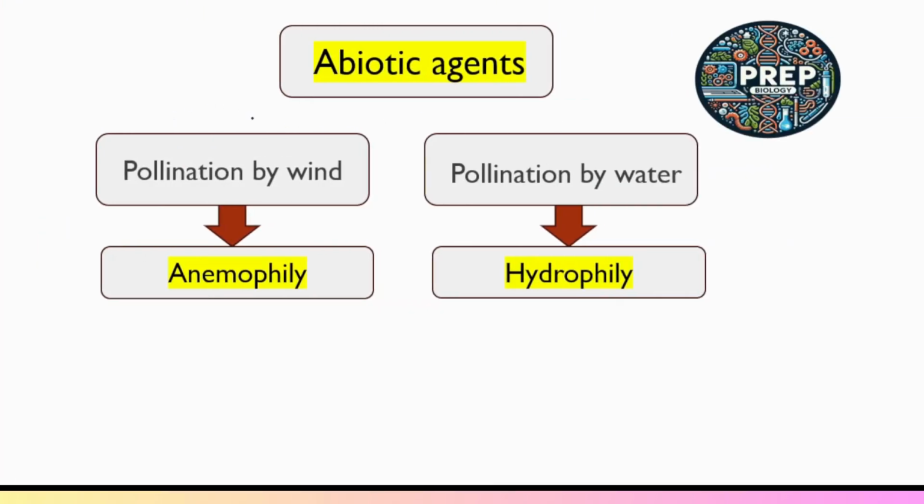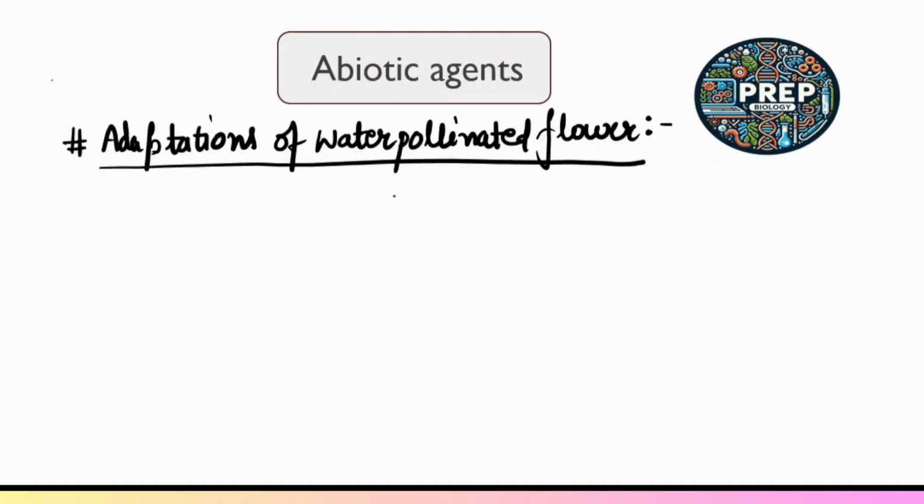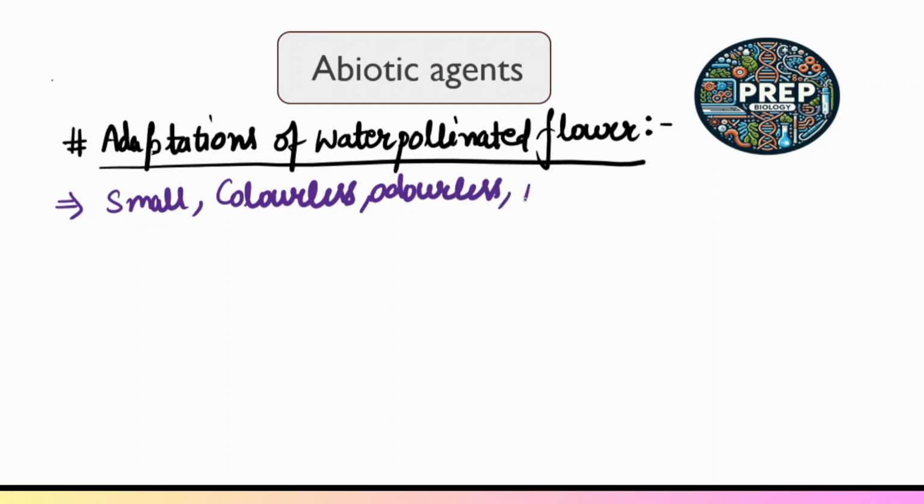Now we have discussed the abiotic agents, and under the abiotic agents we have already discussed the pollination by wind. Now the second abiotic agent is the pollination by water, that is hydrophily. Let us discuss the adaptations of the water pollinated flower. What are the main features of the water pollinated flower? So the first feature is the flower. The flowers are small, colorless, odorless, and nectarless.